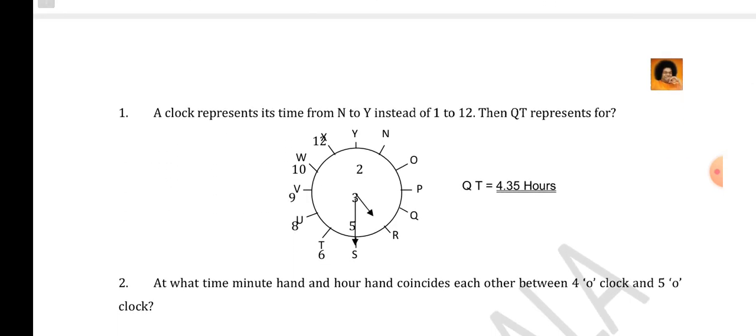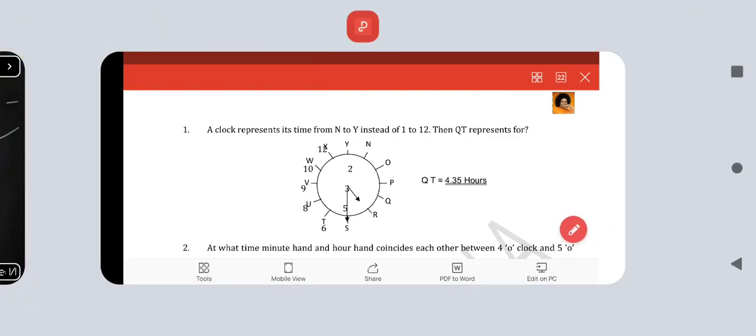Now let us see the questions. The first question is: a clock represents its time from N to Y instead of 1 to 12. Then QT represents what time? Normally, every clock indicates the time 1 to 12, but instead of 1 to 12, if we give the names N to Y, then QT represents 4. That is the question. Let us see the blackboard.